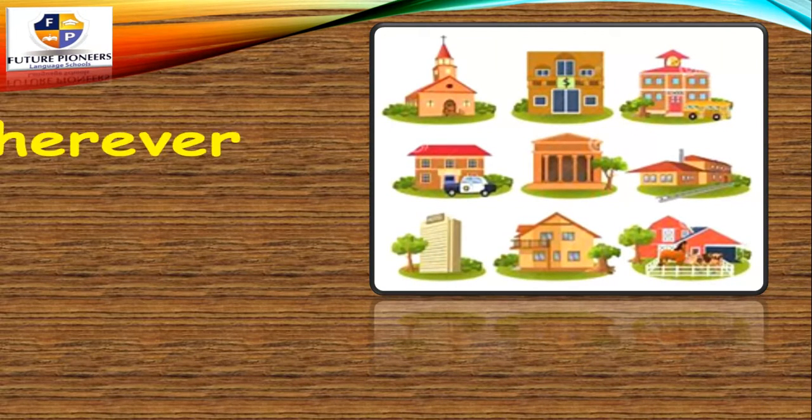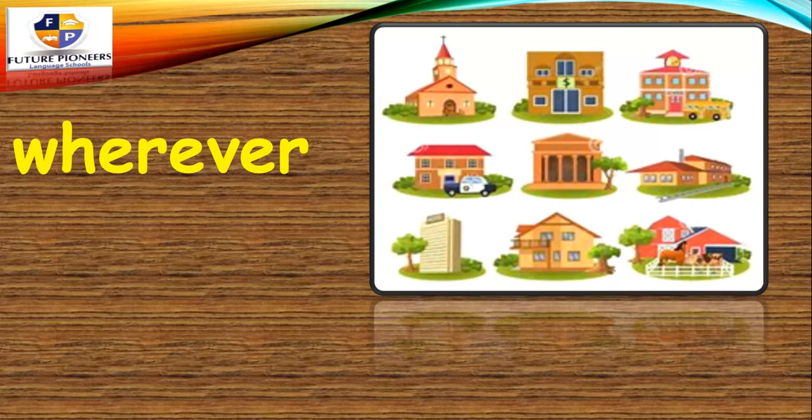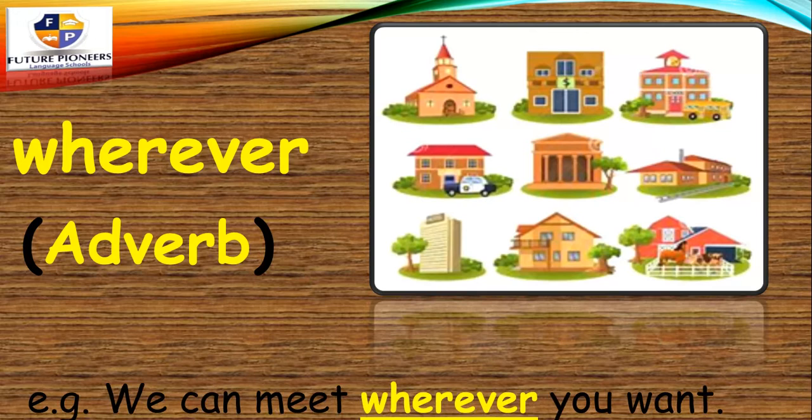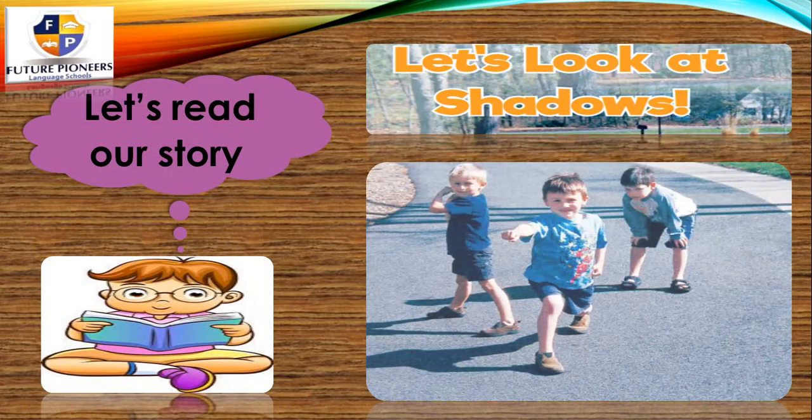Okay. Next one is, I can see many places here. Wherever. Wherever is an adverb, and it means to or in any place, or everywhere. Example: we can meet wherever you want. When you don't want to mention a specific place, you can say wherever you want. So then we are done with the vocabulary.